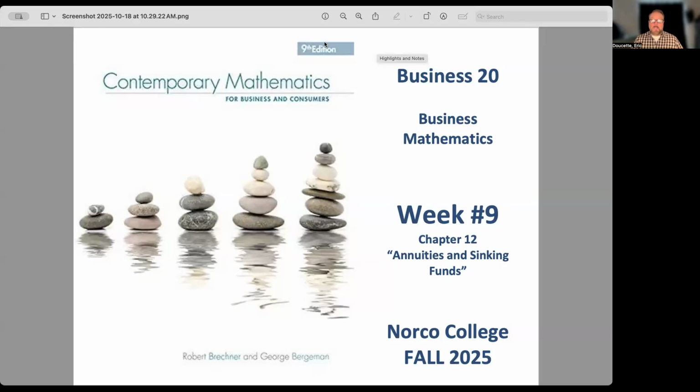And this week, week 9, we're going to be looking at chapter 12 on annuities and sinking funds. Just as we learned last week about compound interest and present value, an annuity is the same kind of investment. The only difference is that in compound interest, you're only putting money in once. In an annuity, you're putting in payments over a period of time, maybe every month or every year. Those payments need to be added to the amount that is accumulating interest. That's what annuity means.